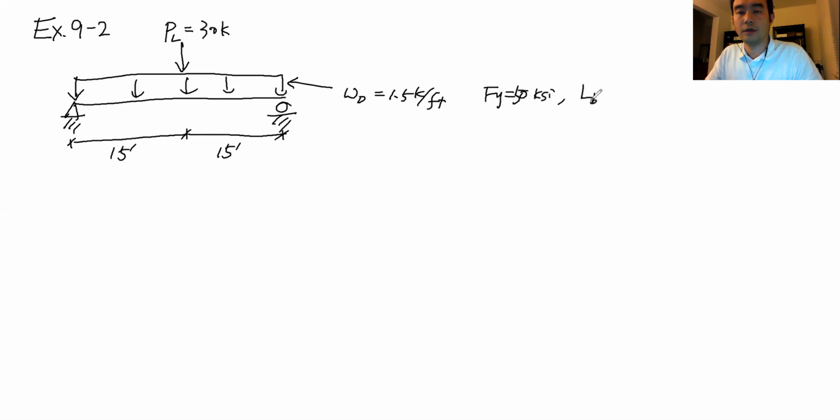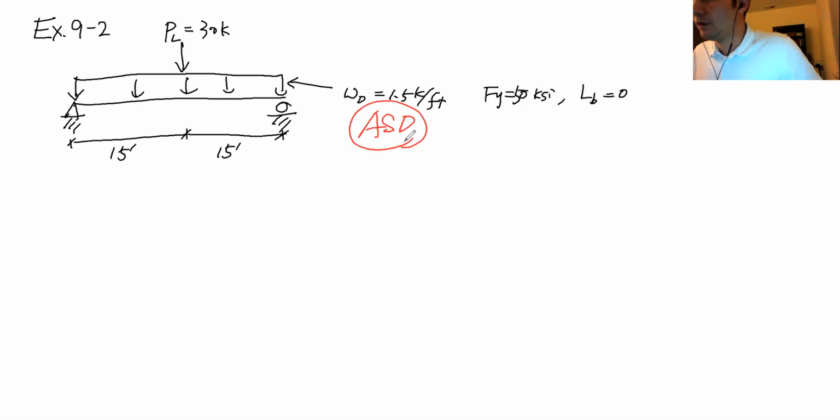And L sub b, I said, is equal to 0, which means there is lateral support, and this beam is supported by the floor slab on top of it. So we do not need to worry about lateral torsional buckling as well. I'm going to use the ASD method in this case.